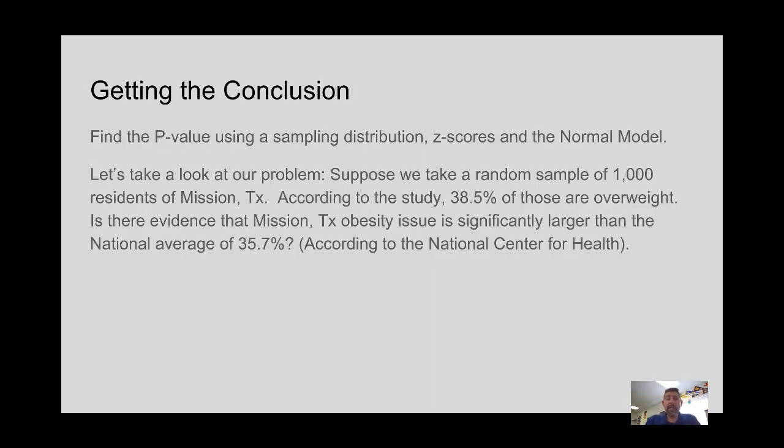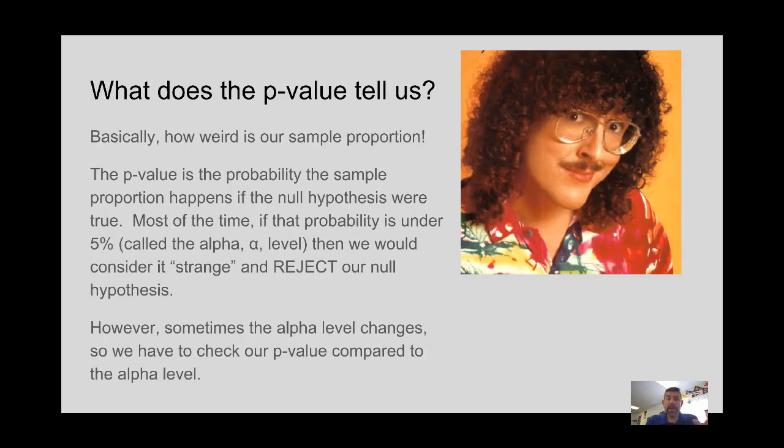Okay, so let's talk about getting the conclusion. We're going to get the conclusion when our p-value, or our probability after we do all that work, is less than our alpha level, because our alpha level tells us whether or not it's rare enough. So what we're looking at is how weird is that p-value? How weird is that sample proportion? So the p-value is the probability that that sample proportion happens if the null hypothesis were true.